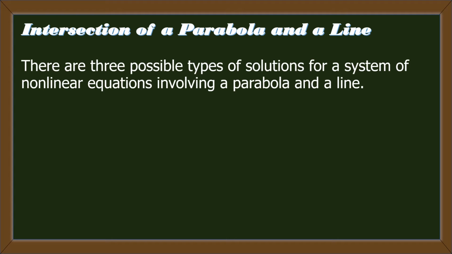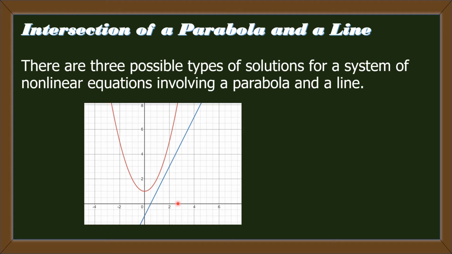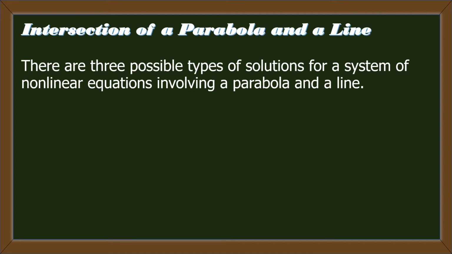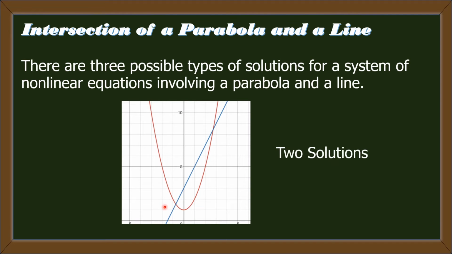There are three possible types of solutions for a system of nonlinear equations involving a parabola and a line. Number 1, there is no solution when the parabola and the line do not intersect. Number 2, there is one solution when the line is tangent to the parabola. And number 3, we have two solutions when the line intersects the parabola at two distinct points.